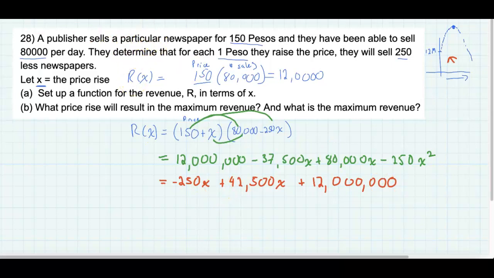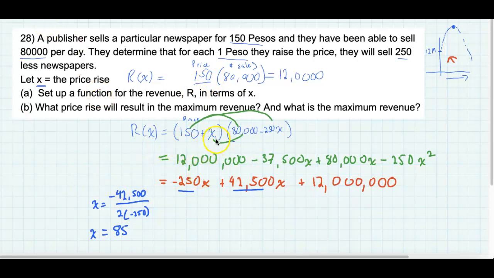So we know what A, B, and C are. This is A and this is B. To find the axis of symmetry, x is equal to negative B, so negative 42,500 divided by 2 times negative 250. It's going to be positive, and when I work that out, you probably need a calculator for that, x is equal to 85. So I'm going to increase by 85 pesos.